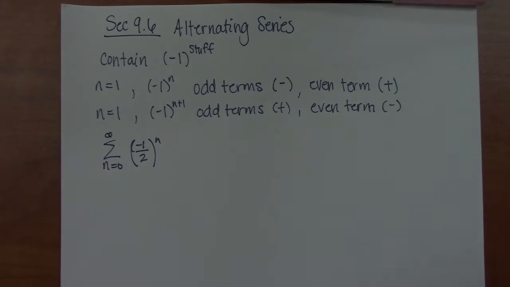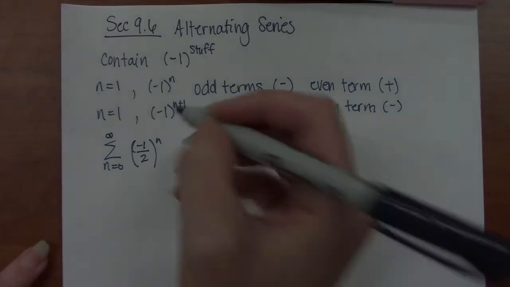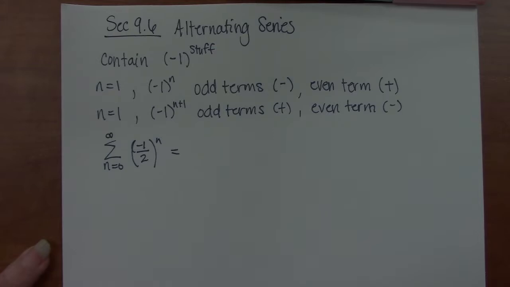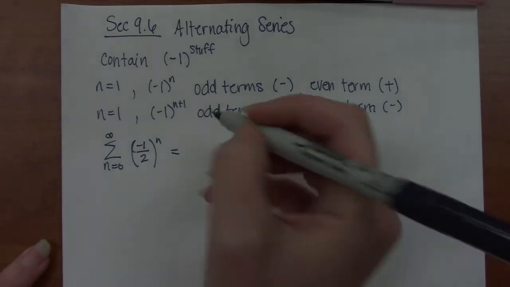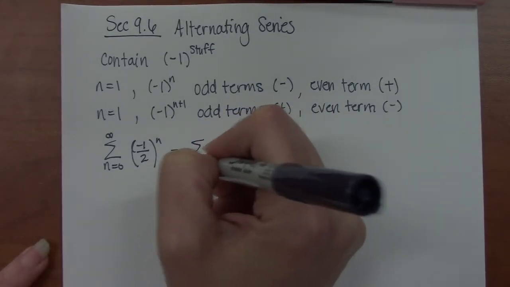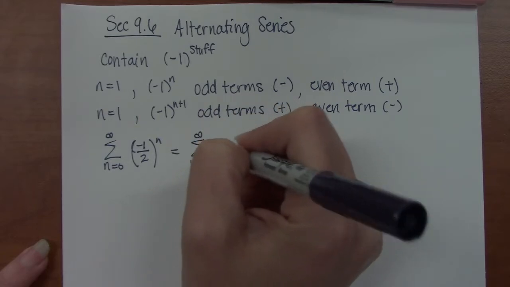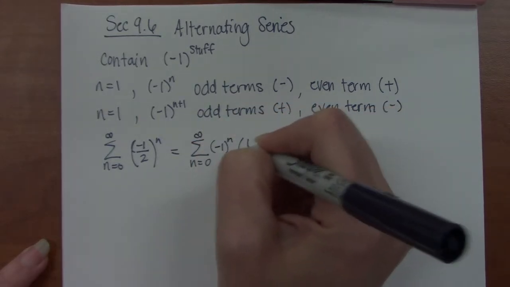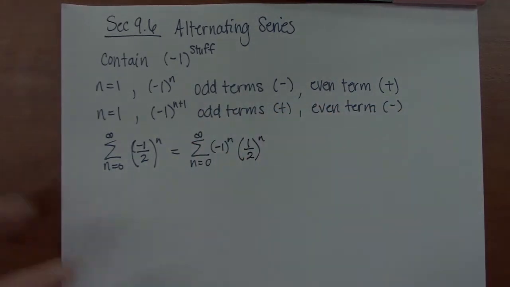So even though this is a geometric series and we can deal with it directly, we can rewrite this to make it look like the form of an alternating series. So I'm allowed to say, well, that's just -1 to the n over 2 to the n. So if I rewrite this series, I can pull the -1 to the n out front, and now it has the form of a traditional alternating series.